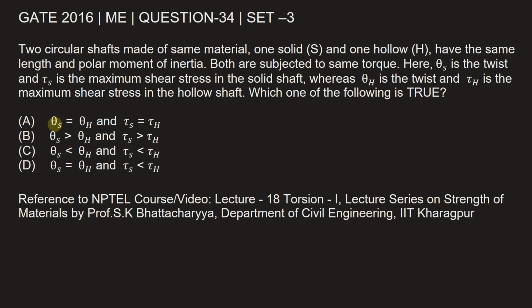Option A, theta S and theta H will be equal in both cases and maximum shear stress will also be equal in both cases. Option B, angle of twist in solid will be greater than in the hollow shaft and maximum shear in solid will be greater than in the hollow shaft. Option C, both angle of twist and maximum shear for solid will be less than for the hollow shaft. Or option D, theta S will be equal to theta H and tau S will be less than tau H. Let's find out.